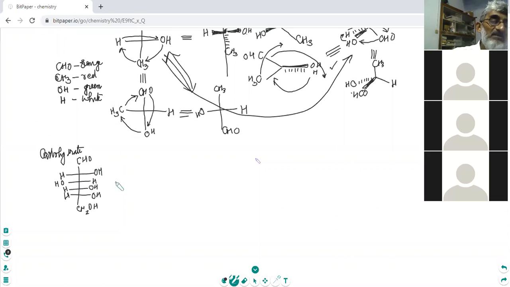What is the meaning of this? This is the meaning. The CHO is pointing away from you. And what about this H? The H is pointing towards you. OH is pointing towards you. Again here, this OH is backside. Again, this OH is on the right hand side.